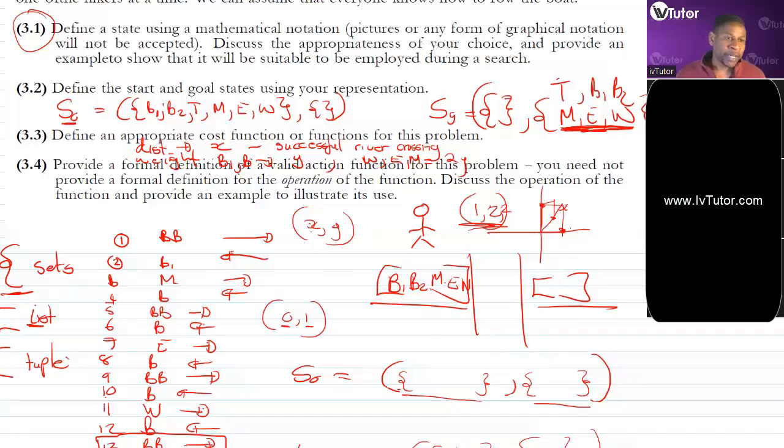Right. Then provide a formal definition of a valid action for this problem. You do not need to provide a formal definition for the operation of the function. Discuss the operation of the function and provide an example to illustrate this. So you're providing a formal definition. Let me just take this off.